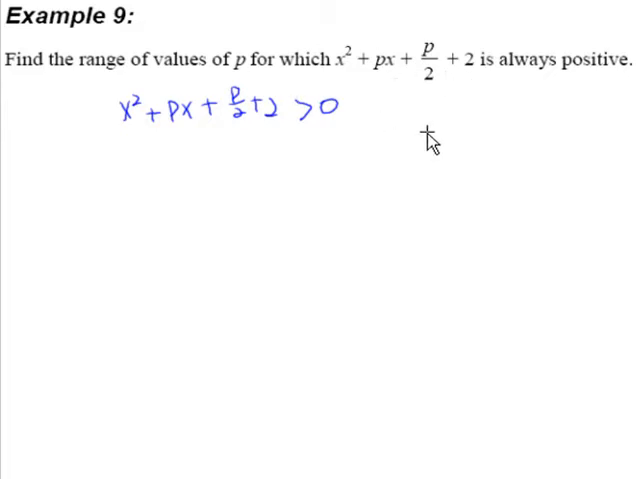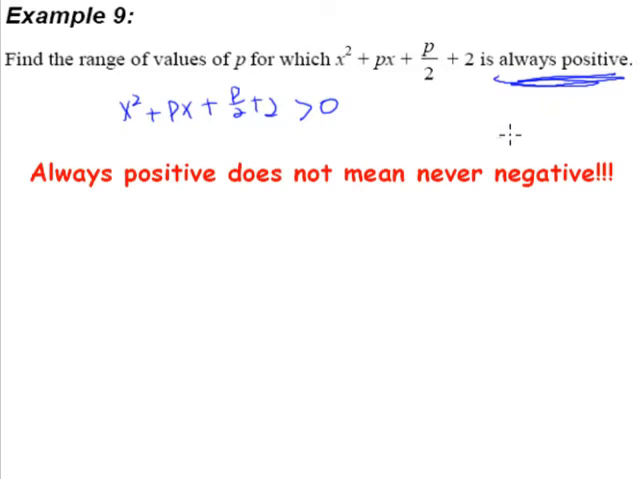The next thing I want to draw attention to is here. Always positive. Now it is very important to know this: always positive does not mean never negative. Always positive is different from never negative. Now, what is the difference? It is a very small difference, but it is different, and that is what you need to know. Always positive has to be greater than 0. No other way, no two ways about it.